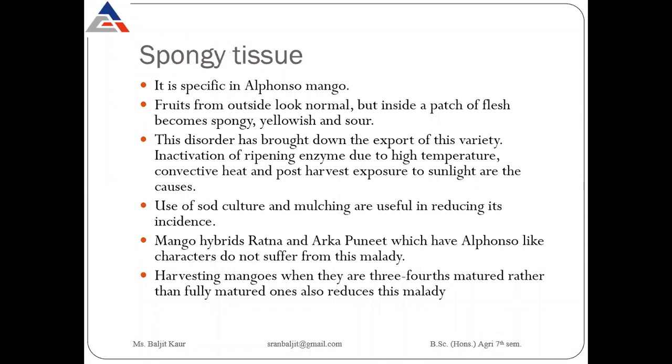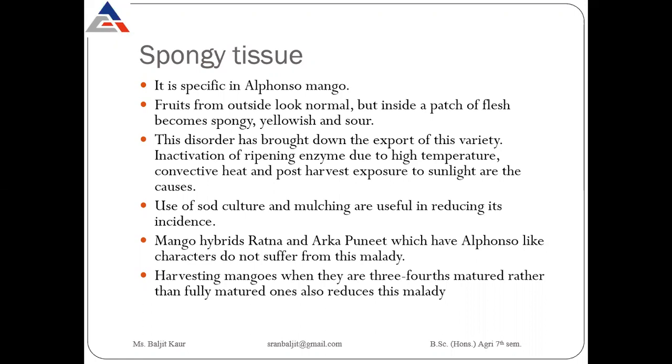And the next physiological disorder is spongy tissue. Spongy tissue is specific to Alphonso mango. Alphonso is the variety which is most susceptible to spongy tissue. Fruits from the outside look normal, but inside there is a patch of flesh that becomes spongy, yellowish, and sour. This disorder has brought down the export of this variety. So because of this disorder, the export of this variety has also dropped.